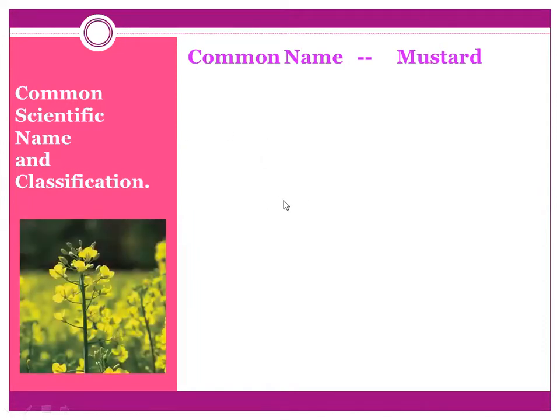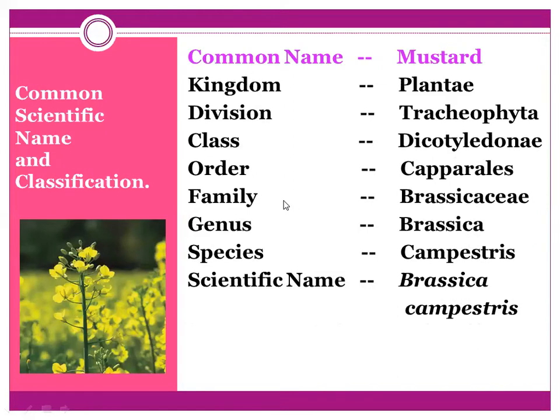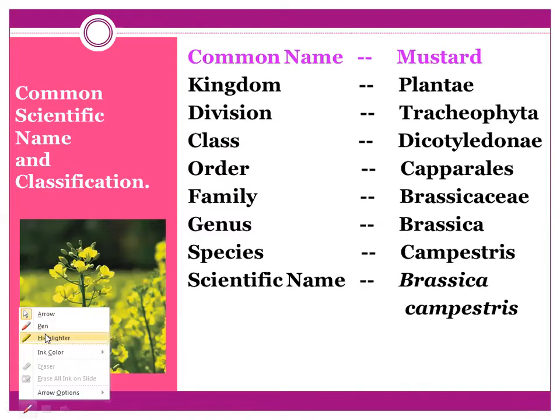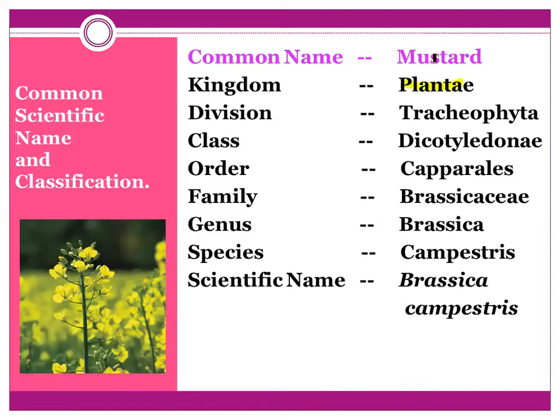If you look very carefully at the classification of mustard, to which kingdom does mustard belong? Kingdom is Plantae. Why Plantae? Because it is a plant. Why is it a plant? Because it has chlorophyll in it and it has a cell wall as well. That's why it belongs to kingdom Plantae. If the mustard plant did not contain chlorophyll or did not have a cell wall, then it would be placed in another kingdom, that is Animalia. But mustard has chlorophyll and cell wall. That's why it is placed in kingdom Plantae.